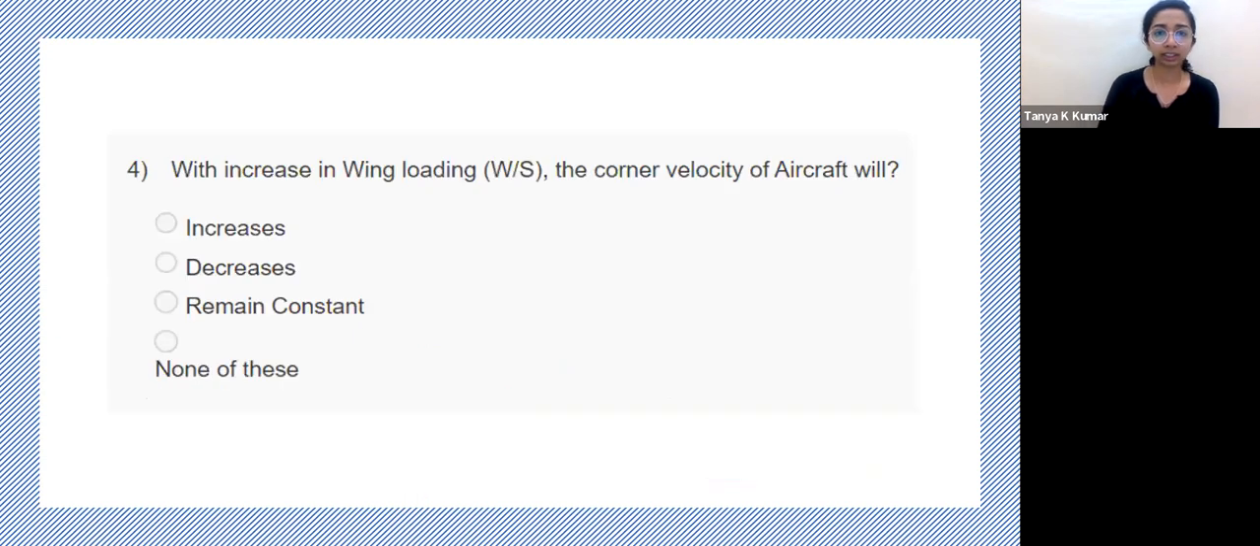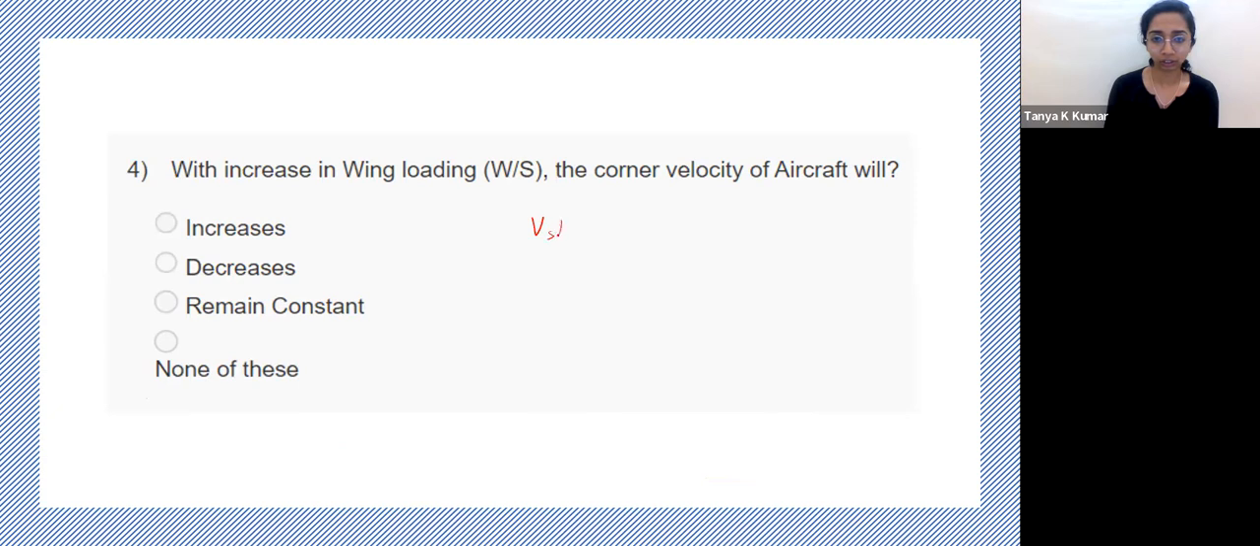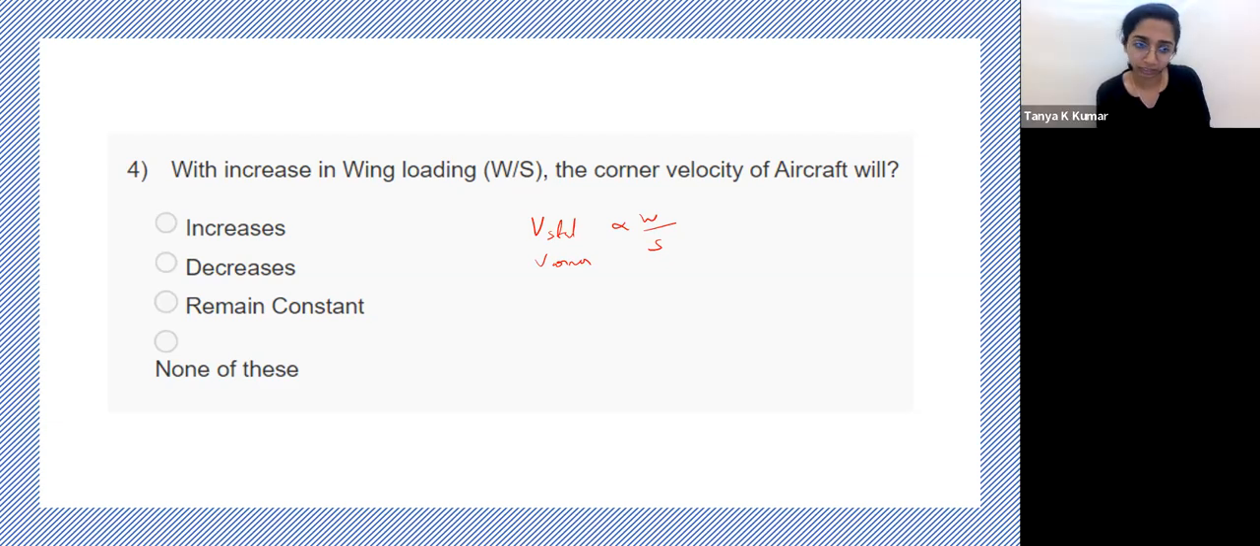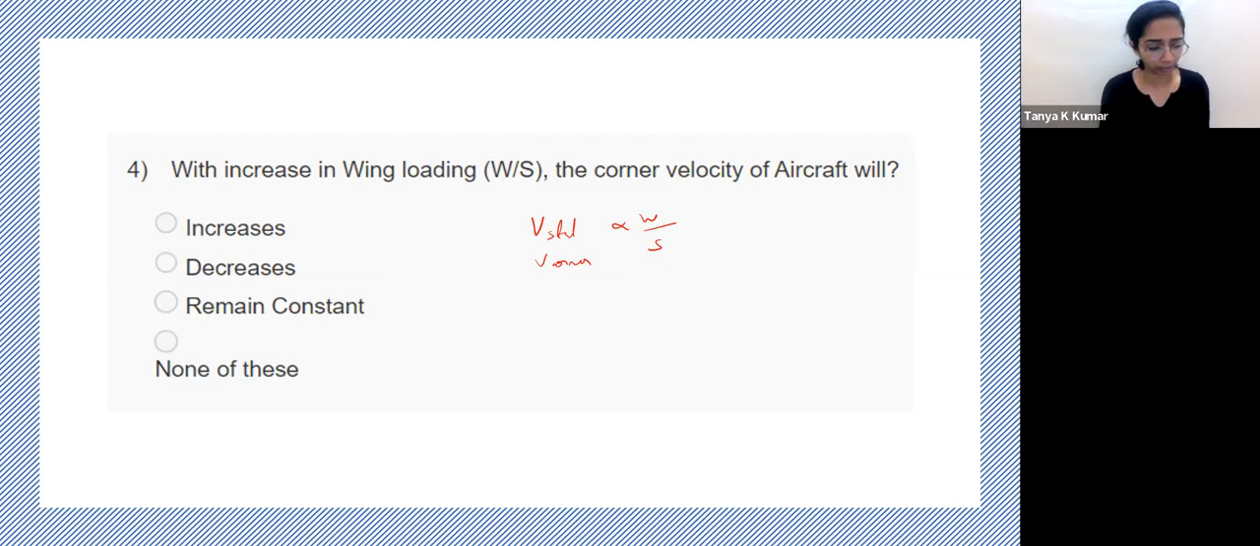With increase in wing loading, the corner velocity of an aircraft will increase. All the velocities that we've seen are directly proportional to wing loading. So what is this corner velocity? Speed in a turn, we can say.